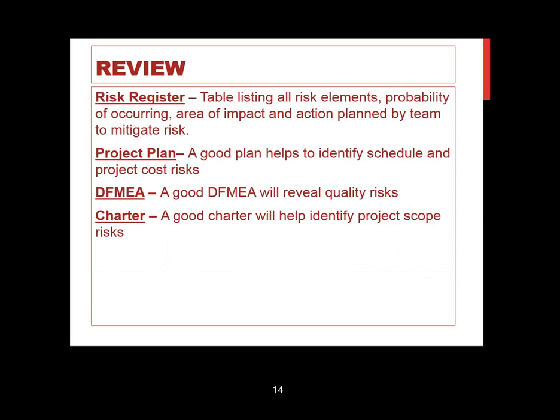So, in review, a risk register is simply a table listing all of the risk elements, probability of occurrence, area of impact, and the action planned by the team to mitigate the risk on the project. Of course, key items that play into filling out a risk register are your project plan, your design FMEA, and your project charter. Those 3 documents will give you a wealth of information to help you cover what you should be putting in your risk register.